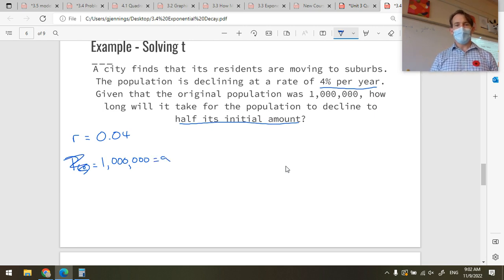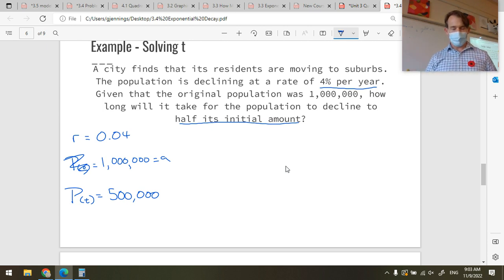How long will it take for it to decline to half of its initial amount? Well, there's a couple ways to do this. We could say that we want P at T, and we're going to be solving for T. We're going to solve for the amount of time that it takes for the population to become 500,000. We could do it this way. Or you could simply find when does 0.96 raised to the power T equal 0.5. If you can see that that's a quicker road to a solution, take the shortcut. I'm not going to take the shortcut here. So let's take a look.